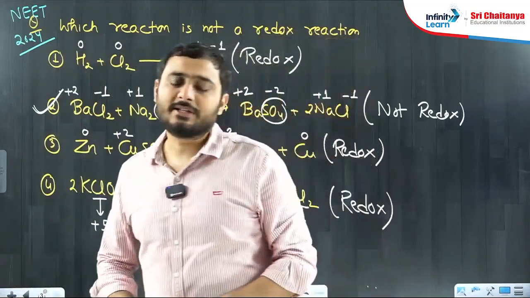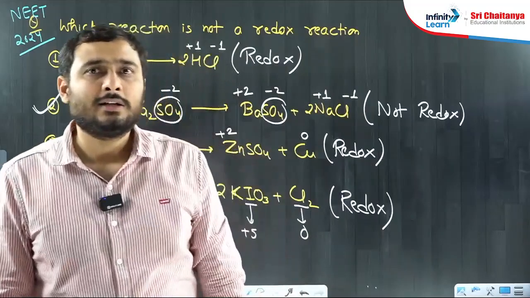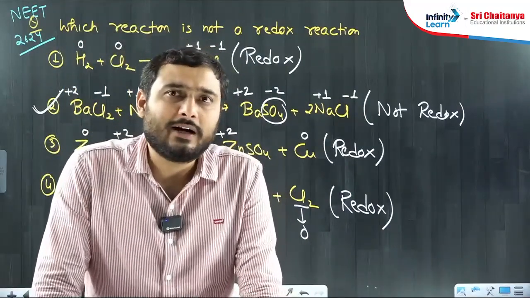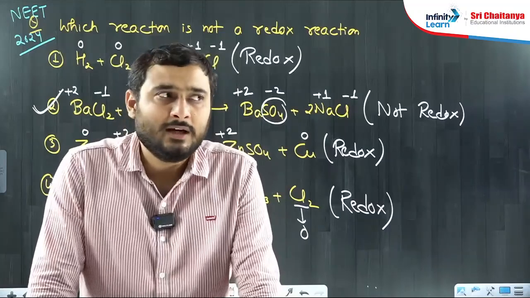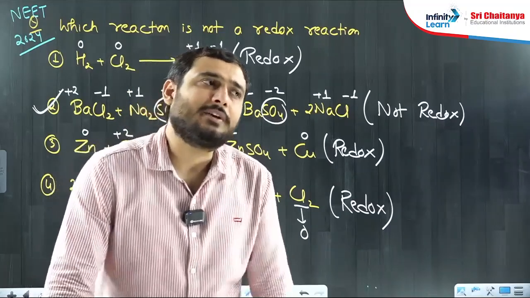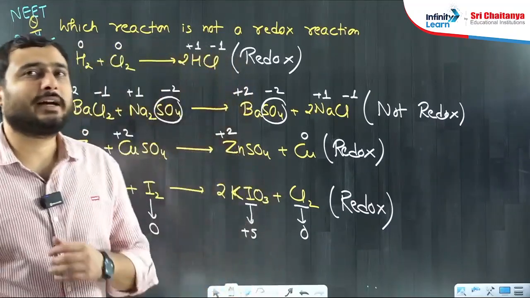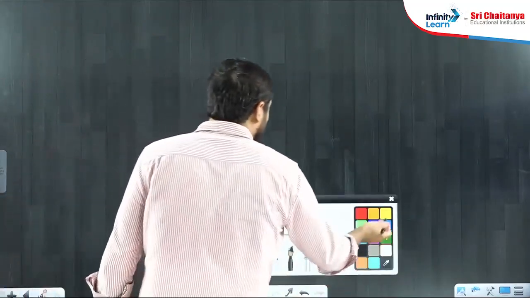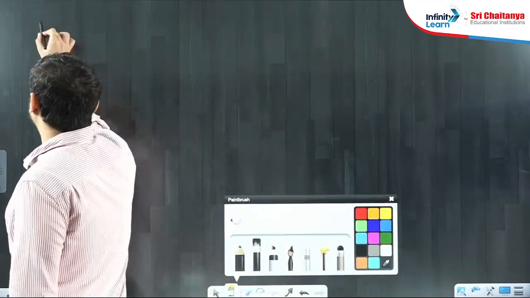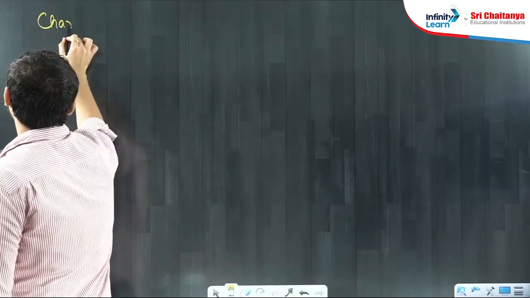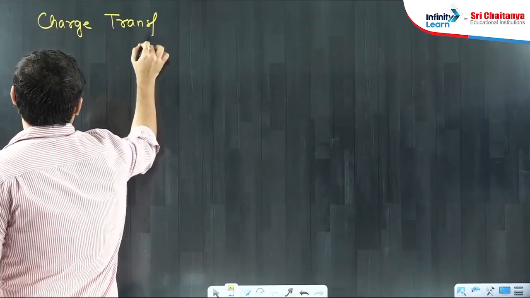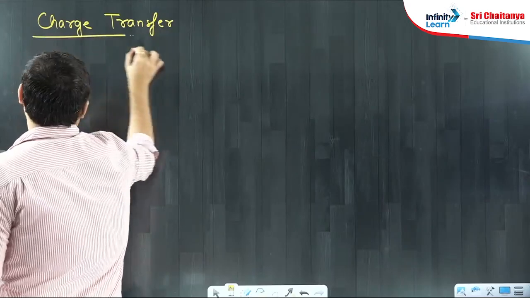Now the next term is oxidation state. If we have to find the oxidation state, what is required? Structure is required. And if we know the structure, we can easily find the oxidation state of that element. For that, a method is required, which is called charge transfer.